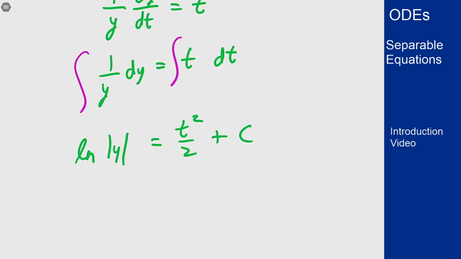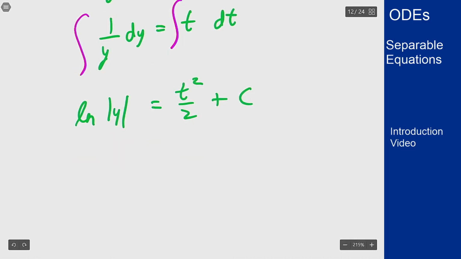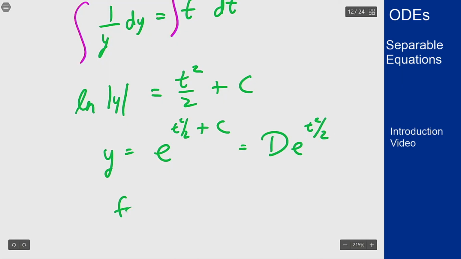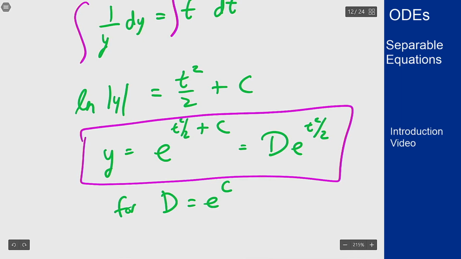This would work for an implicit solution, but in this case, I can solve out for y. Let's go ahead and do that. I can exponentiate both sides. I will get that y is e to the t squared over 2 plus c, or as I more commonly see this written, I can rewrite this as d times e to the t squared over 2, for d, the constant, being e to the c. So this here would be my general solution to this problem.